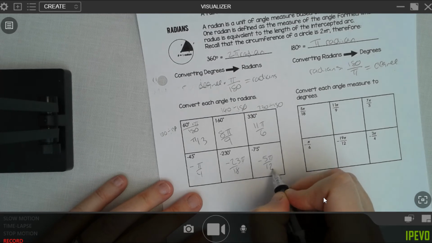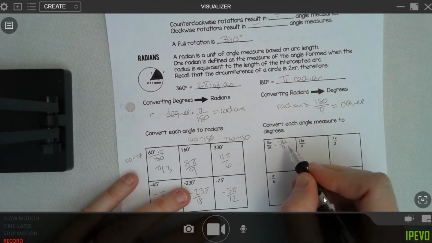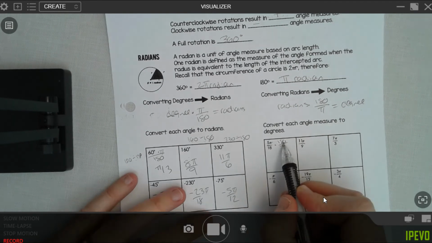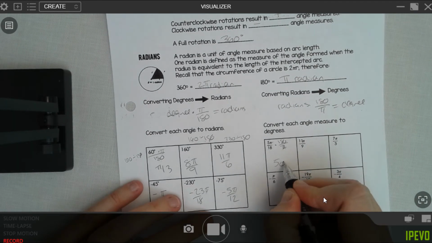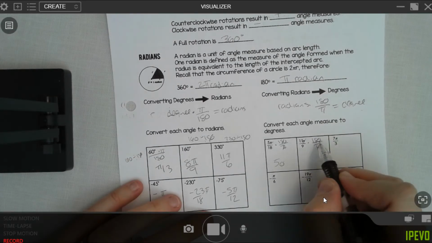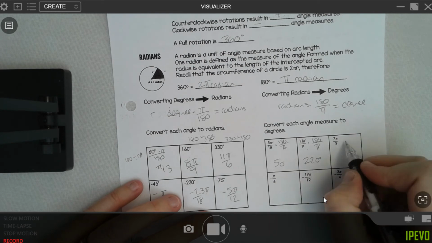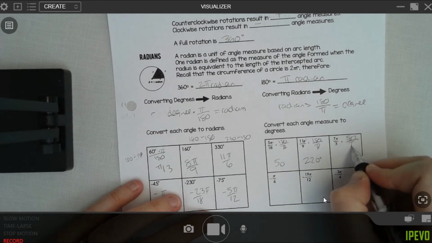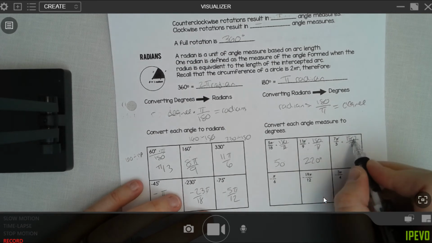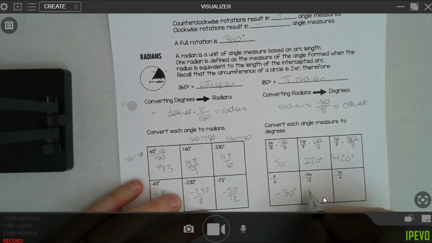Over here, now I'm going to be multiplying by 180 over pi, so the pi's are going to cancel for us. So in your calculator, do 5 times 180 divided by 18. So here, times 180 over pi, I'm going to cancel my pi, so do 11 times 180, and then divide that by 6. The same thing here, 180 over pi, pi's cancel, so 7 times 180 divided by 3. So this becomes negative 30, negative 285, and negative 135.